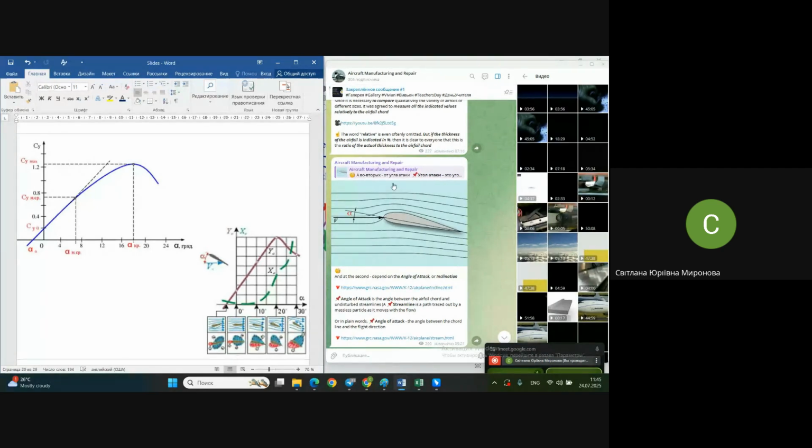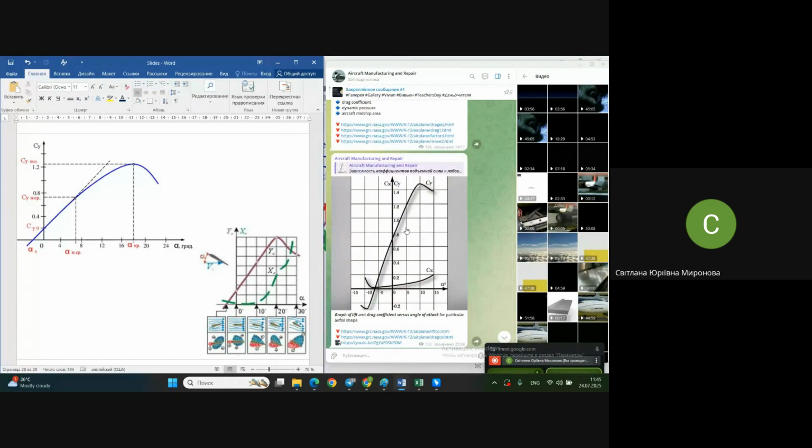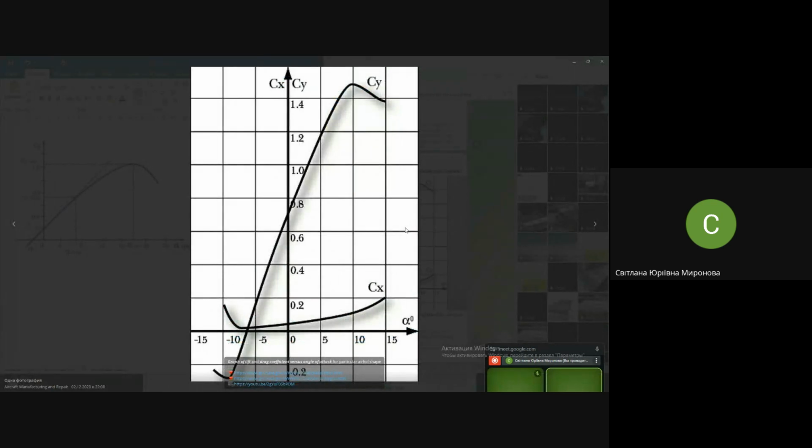How does the coefficient of drag typically look? Let's see. What right now we see in the same coordinate system, depending on angle of attack, is the chart of coefficient of lift Cy and coefficient of drag Cx.